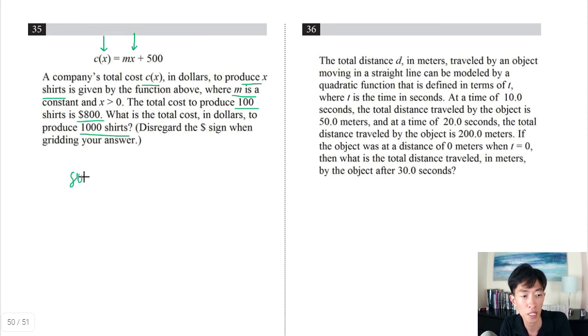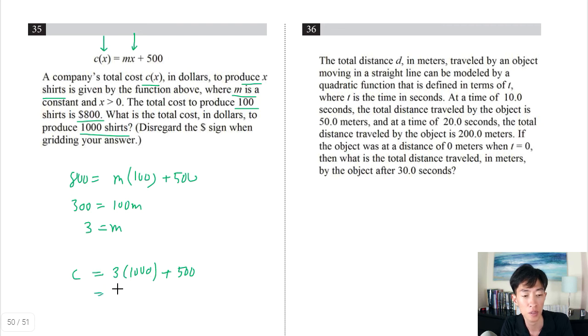The total cost is 800, and we're going to try to figure out m first. It costs $800 when we have 100 shirts, plus 500. Subtract 500 from both sides, we get 300 equals 100m. m turns out to be 3. Now that we know the unknown, we're going to use that to answer the question. They want to know the total cost, that's C, to produce 1,000 shirts. We know 3 is m, so just plug in 1,000 for x, plus 500, and that becomes 3,000 plus 500, which is 3,500, and that's the answer.